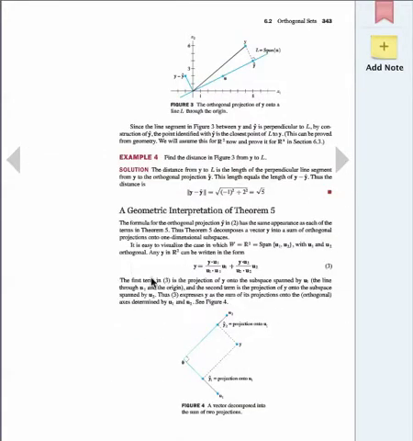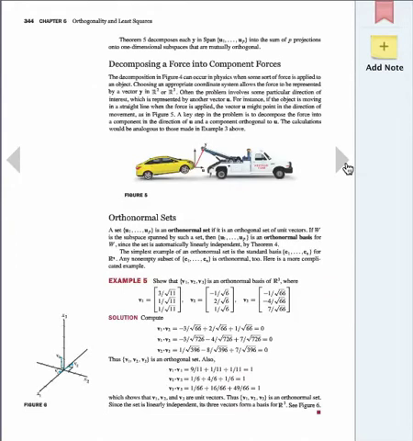And I would read and try to understand this geometric interpretation of theorem 5. Work through example 4 as well. It's useful and quick. Picture here again, very good picture for orthogonal projections. So do read this section, geometric interpretation of theorem 5.